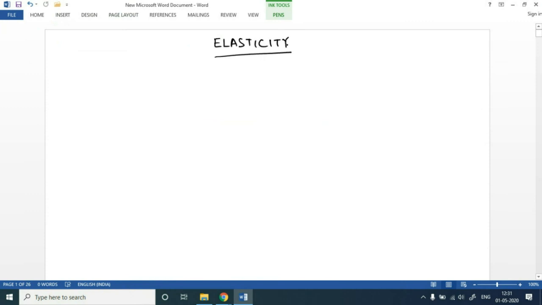Okay, so as we all understand, elasticity is a property of material by virtue of which it tries to regain its shape when the external deforming force is removed. Okay, and let's try to look at the microscopic reason for elasticity.